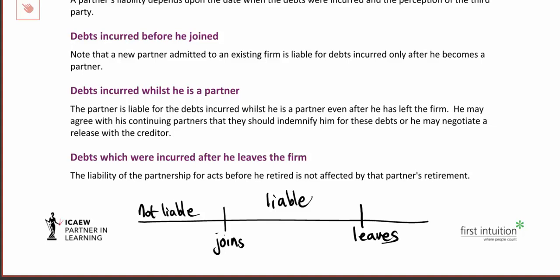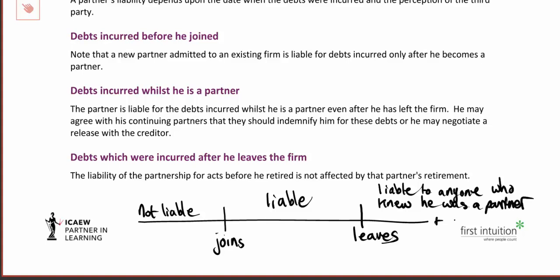The situation gets a little bit confusing though when he leaves the firm, because he's still going to be liable to anyone who knew he was a partner and didn't know that he had retired. Okay, now that's a bit of a sticky situation to be in.